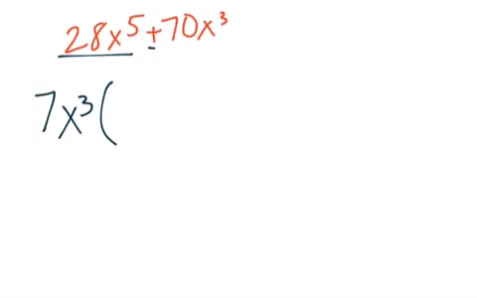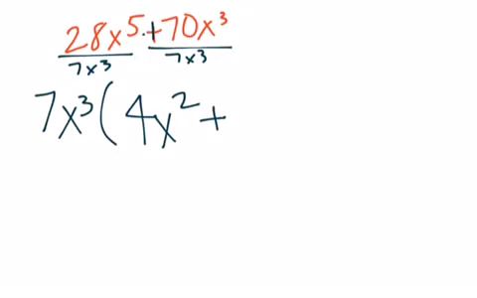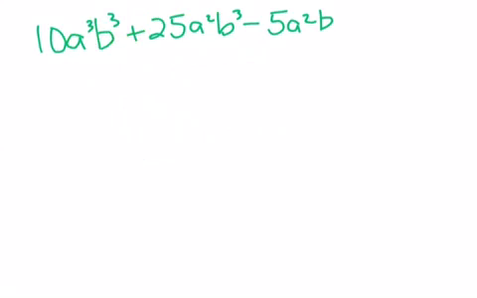Parentheses, we're going to divide each term by the GCF. Okay, that's going to give me 4x squared plus, because this is an addition polynomial, 70 divided by 7 is going to be 10. x cubed divided by x cubed is going to be 1. So this is our final answer.